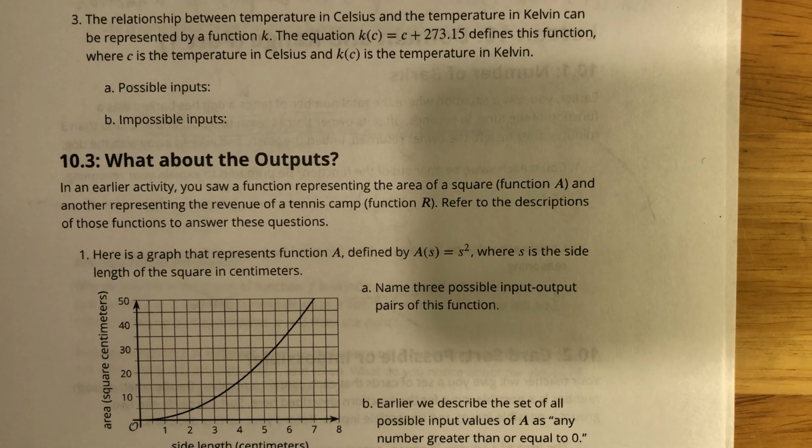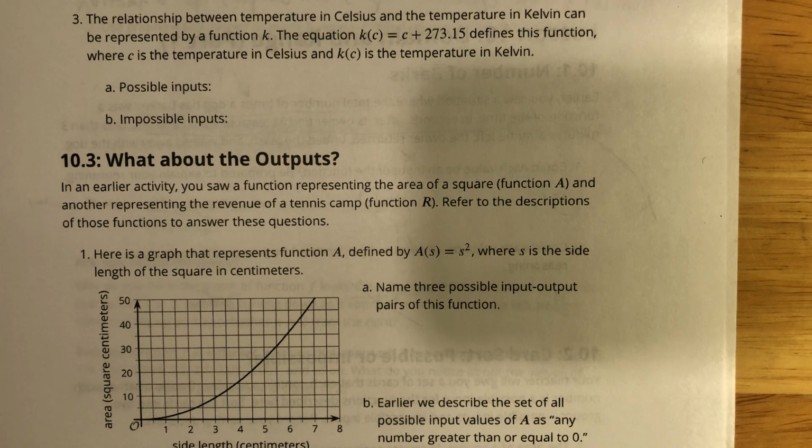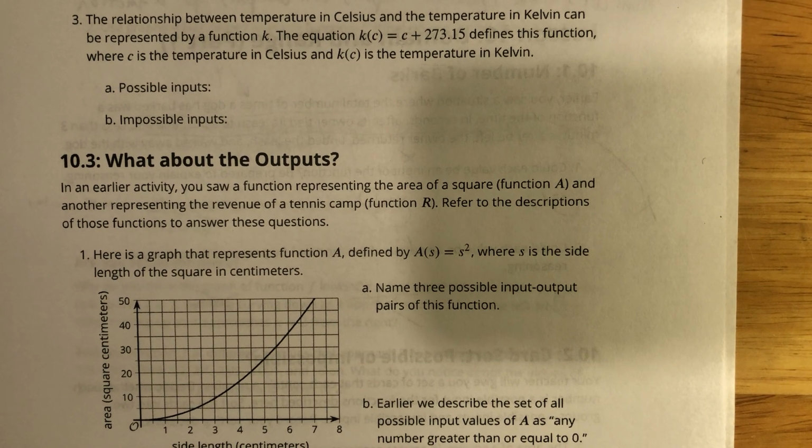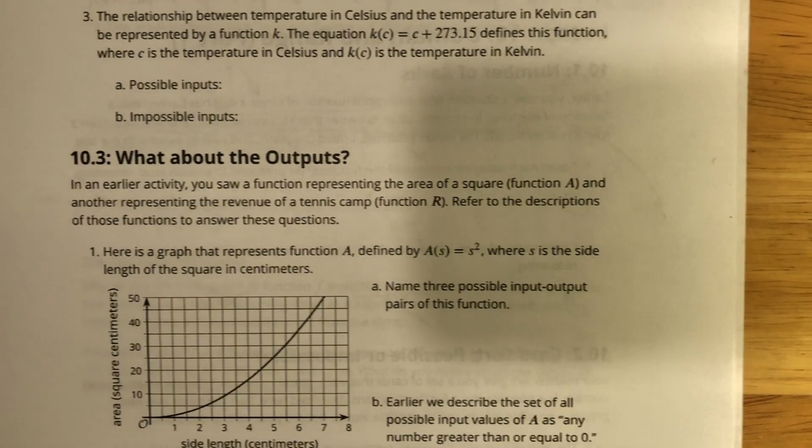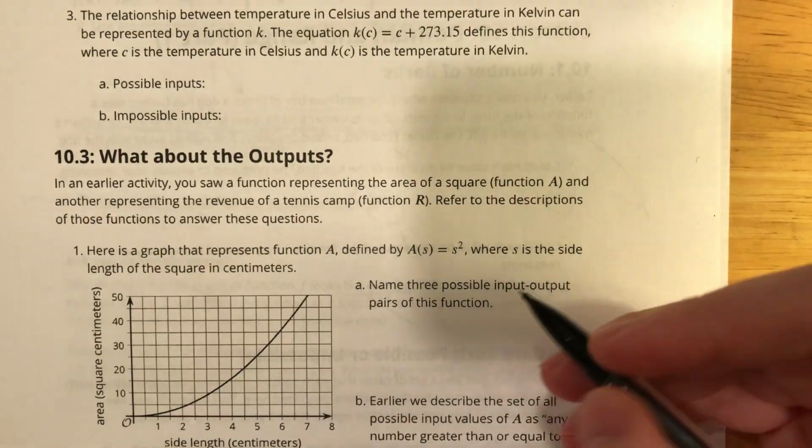All right, 1. Here's a graph that represents function A, defined by A of s equals s squared, where s is the side length of the square in centimeters. Name 3 possible input-output pairs of this function. Really, there are infinite numbers you could put here. I'm just going to put easy ones.